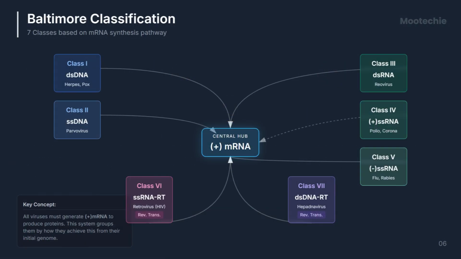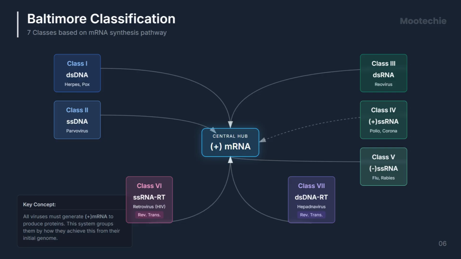This is a powerful system that groups viruses into 7 classes based on their pathway to synthesize messenger RNA. Remember, mRNA is the essential molecule that tells the cell how to make viral proteins. Class 1 is double-stranded DNA viruses. Examples are herpes and pox. Class 2 is single-stranded DNA viruses, like parvovirus. Class 3 is double-stranded RNA viruses, such as reovirus. Class 4 is positive-sense single-stranded RNA viruses, including poliovirus and coronavirus.